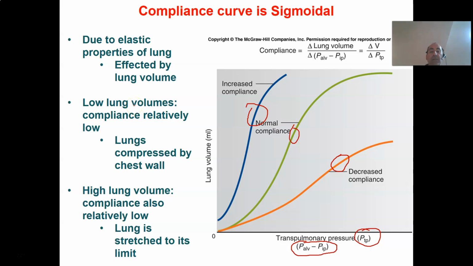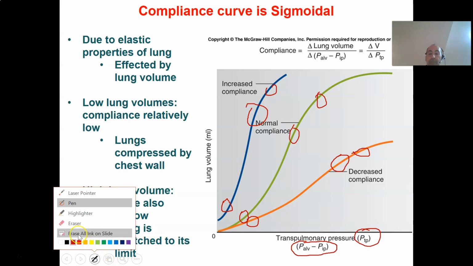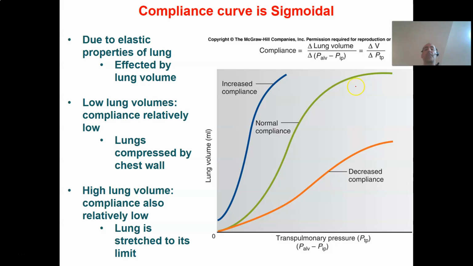At low lung volumes, compliance is relatively low, generally speaking. The lung is compressed by the chest wall. At high lung volumes, compliance is also relatively low. The lung is stretched to its limit. You ideally want to be in this green area.